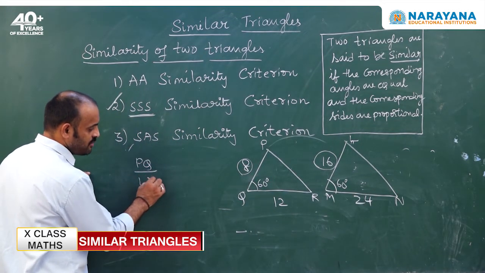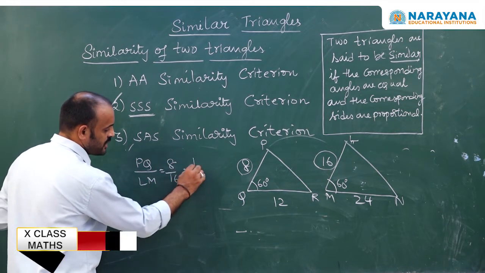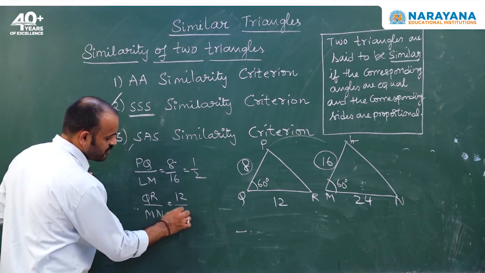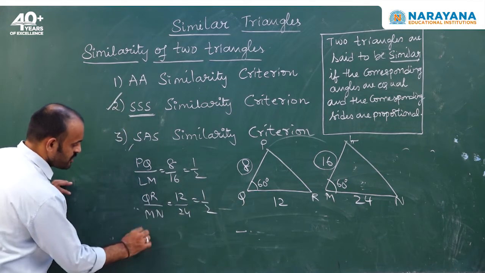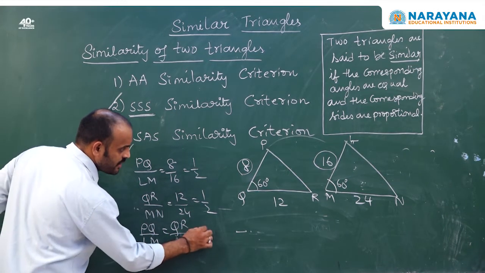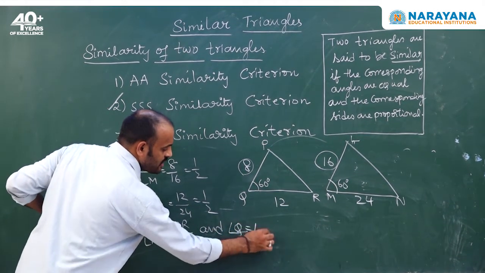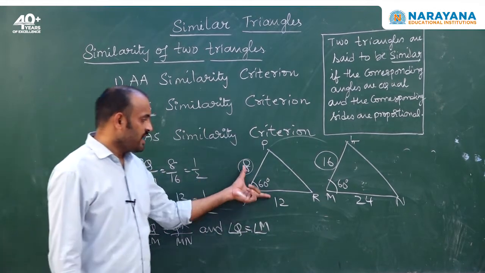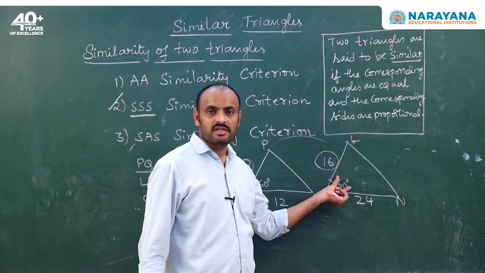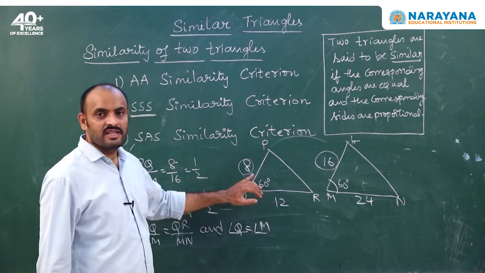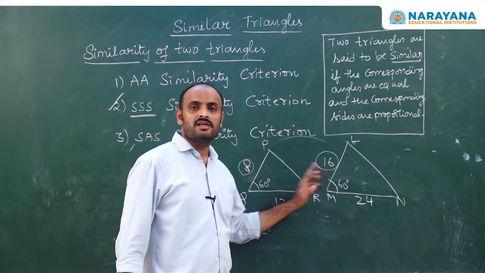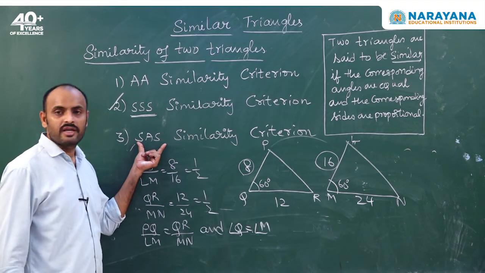PQ by LM is equal to 8 by 16, which is 1 by 2, and QR by MN is equal to 12 by 24, which is also 1 by 2. See, PQ by LM is equal to QR by MN, and angle Q is equal to angle M. Two sides and the included angle of the first triangle are proportional to two sides and the included angle of the second triangle, so the triangles are said to be similar by the SAS similarity criterion.